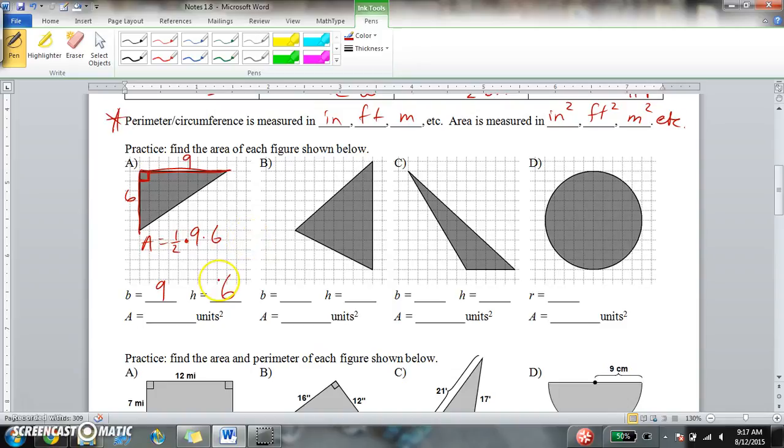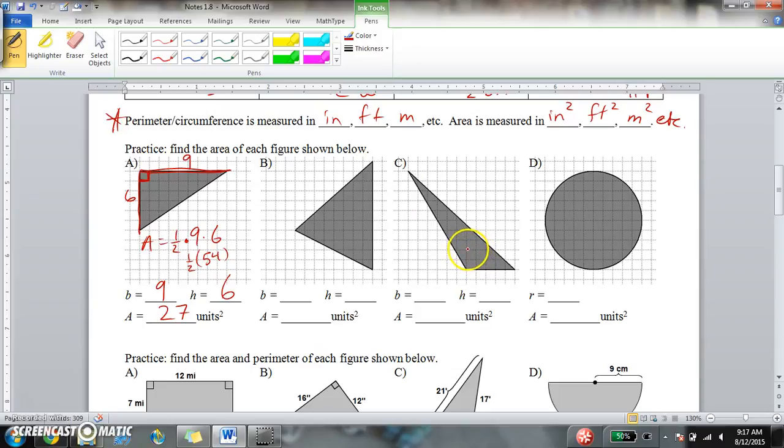So 1/2 times the base times the height. 9 times 6 is 54, times a half would be 27. These next two are actually a little bit tricky because I don't have two sides that are perpendicular on either of these triangles.